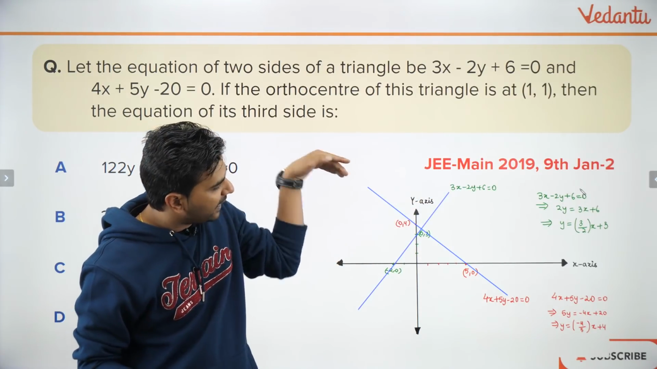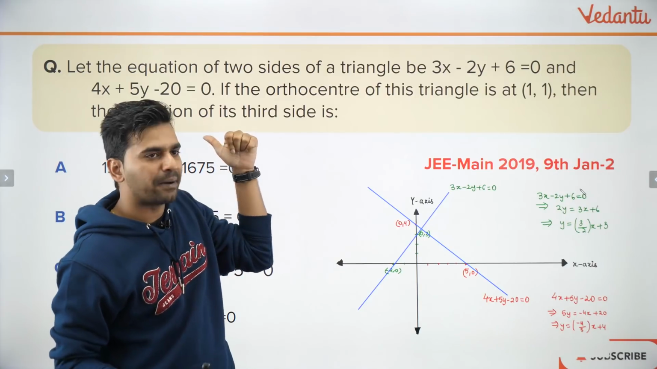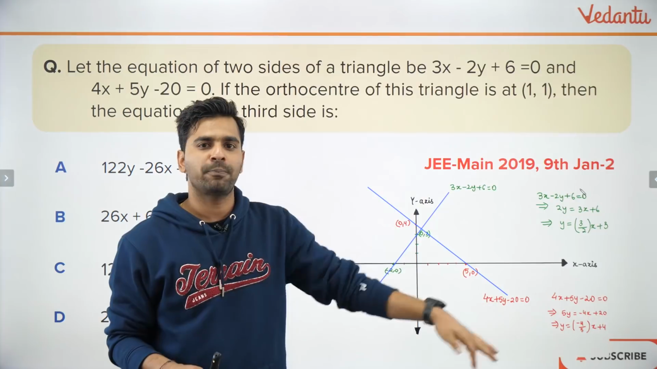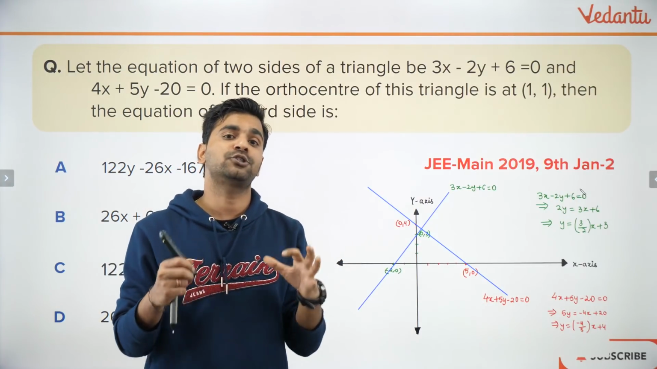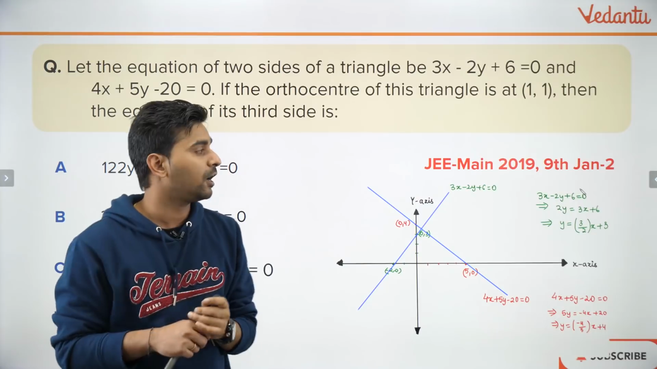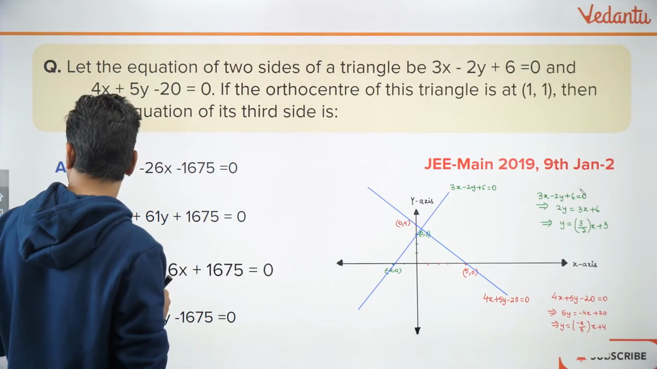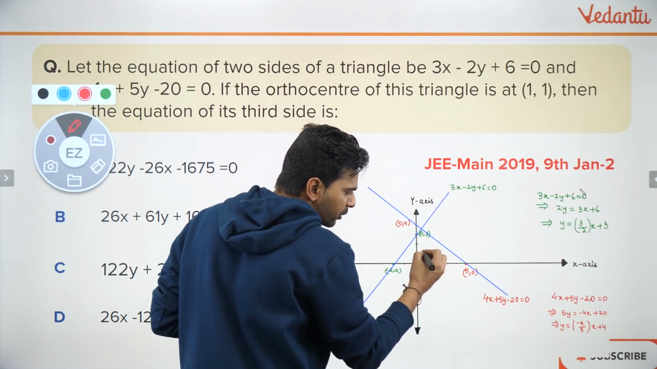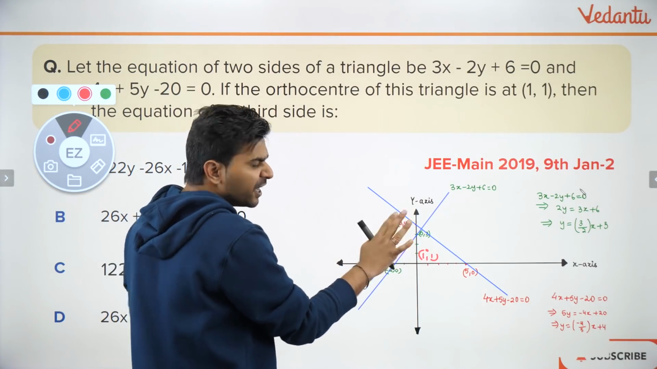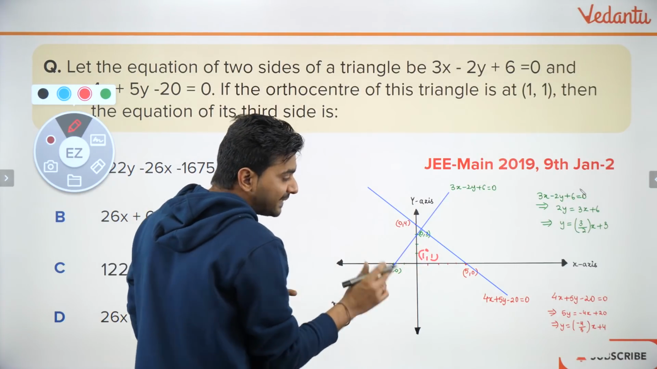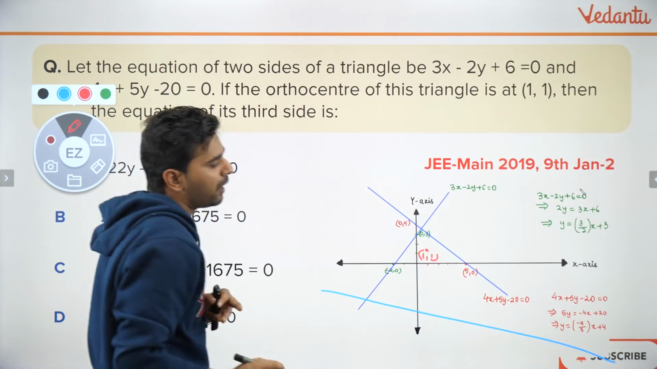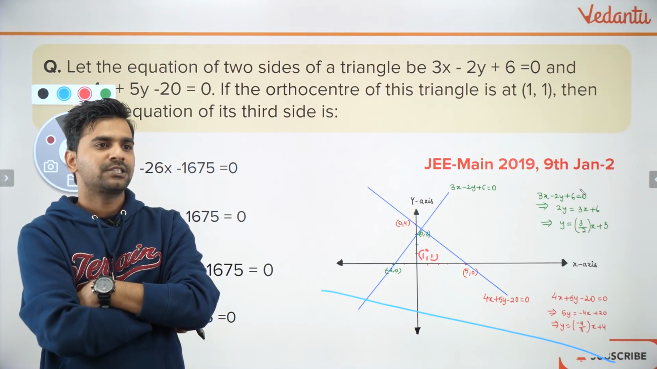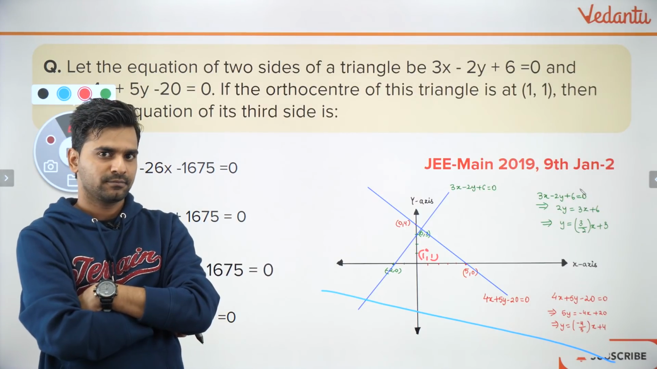Now another line, 4x plus 5y minus 20, is given to me like this. Because the y-intercept is positive and the slope of this line is negative, I can draw it in the Cartesian plane like this. Now, the question is saying that the orthocenter of the triangle is 1, 1. So my orthocenter will be coming somewhere over here, let's say 1 comma 1, because it has to be in the first quadrant. So as per the geometry, I can analyze that my third side has to be somehow like this.